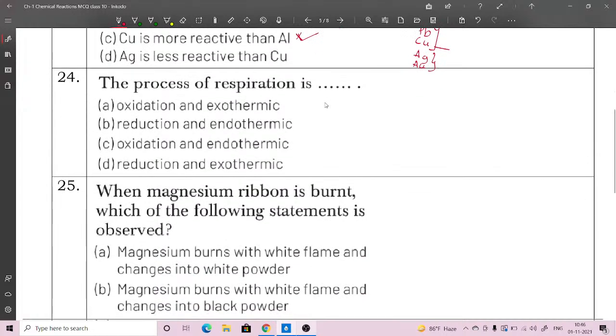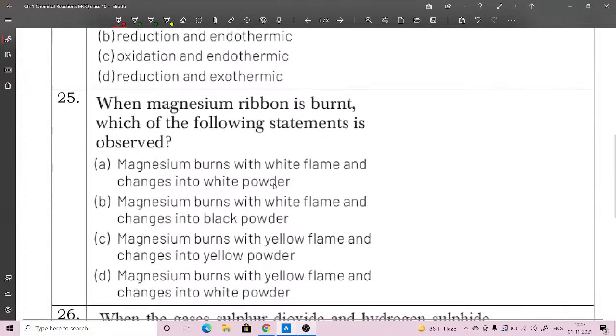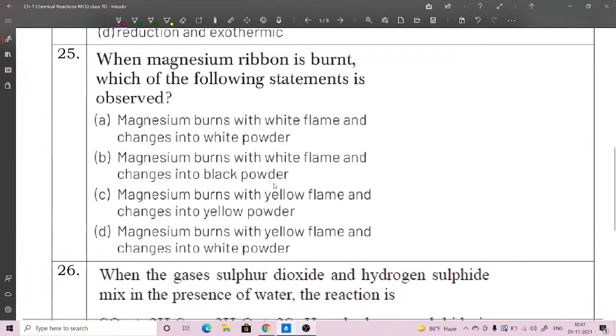Question number 24: the process of respiration is dash. Oxidation and exothermic, reduction and endothermic, oxidation and endothermic, or reduction and exothermic. Respiration is oxidation, that is, addition of oxygen, and heat is liberated, so it is an exothermic reaction. Question number 25: when magnesium ribbon is burned, which of the following statements is observed?